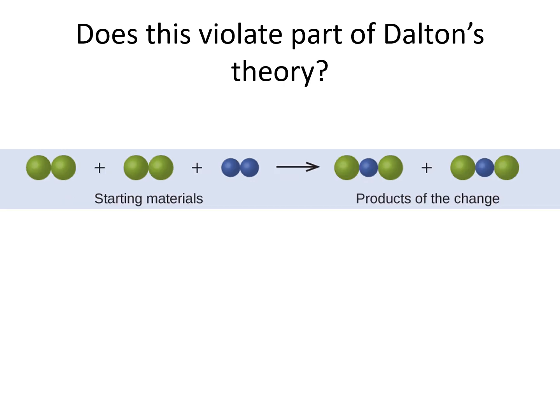Does this drawing violate part of Dalton's theory? The answer is no. All postulates are followed. For example, there are 4 greens and 2 blues on the left of the arrow, and 4 greens and 2 blues on the right of the arrow.